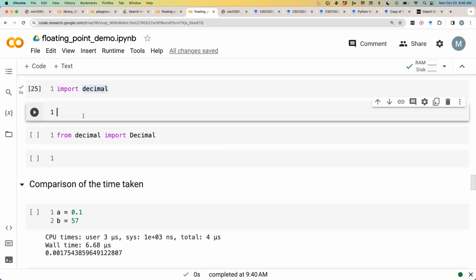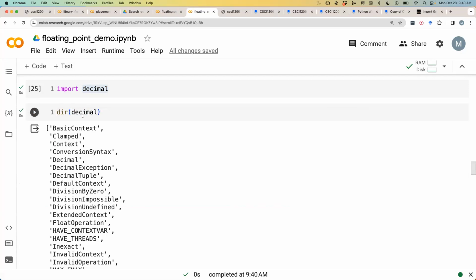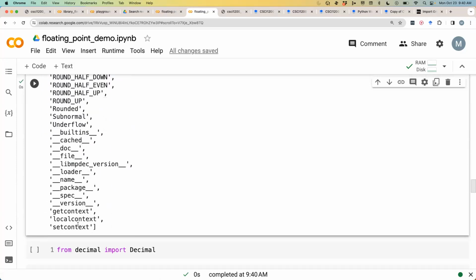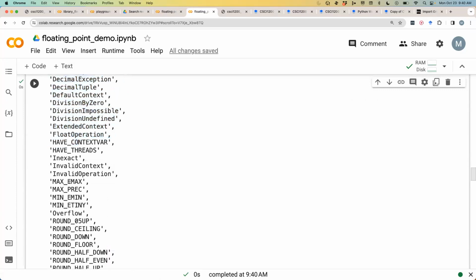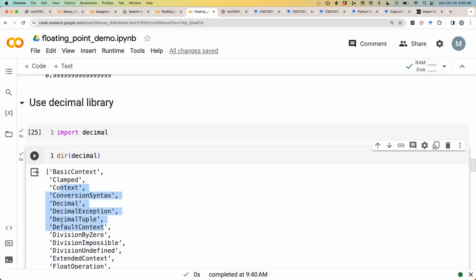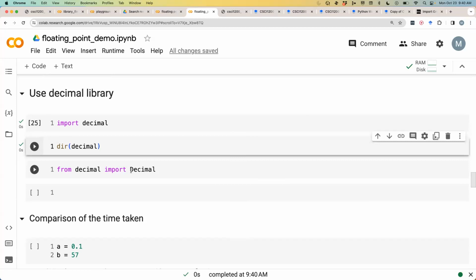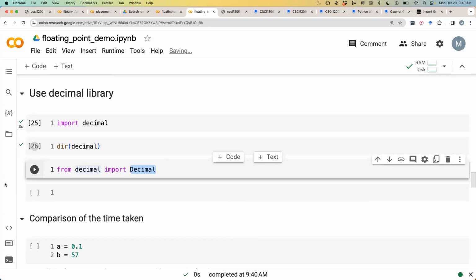All right. So you're going to import this library and you want to find out what you can do with this library. There are a bunch of things that you can do with this library here. And you can go to the documentation to find out what each of them means. Now we're going to look at only one thing, which is called the Decimal here. This is the only thing that we want to use, okay? So we're going to import this capital Decimal here.